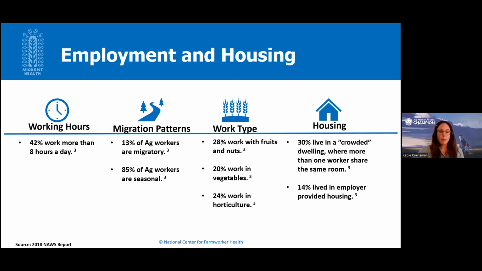Looking at work type, 28% reported working in fruits and nuts, 20% work in vegetables, and 24% work in horticulture. Looking at housing, 30% of ag workers reported living in a crowded housing situation where more than one worker shared the same room, and 14% live on the farm of their current employer.